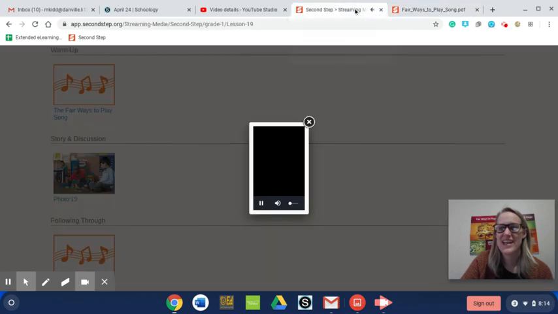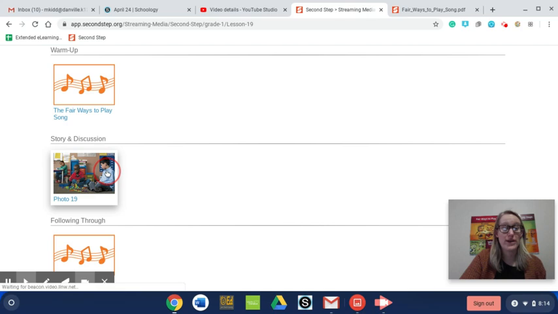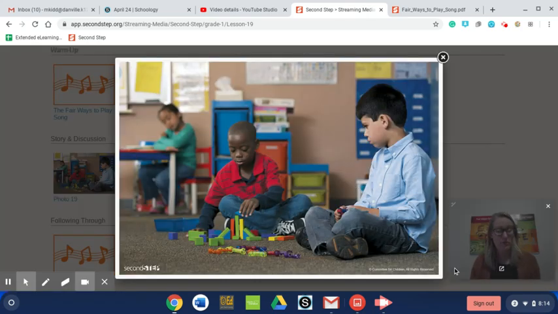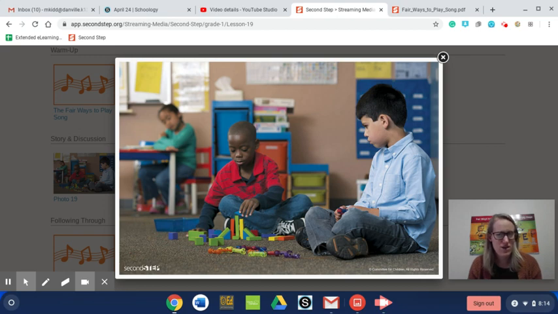All right, so I am hoping that you guys heard the 3 fair ways to play. So now we're going to take a look at this picture. But before we do that, what are the 3 fair ways to play? I'm going to cover up that poster behind me so you can't see it. The first one is to share. The second one is to trade. And another one is to take turns.